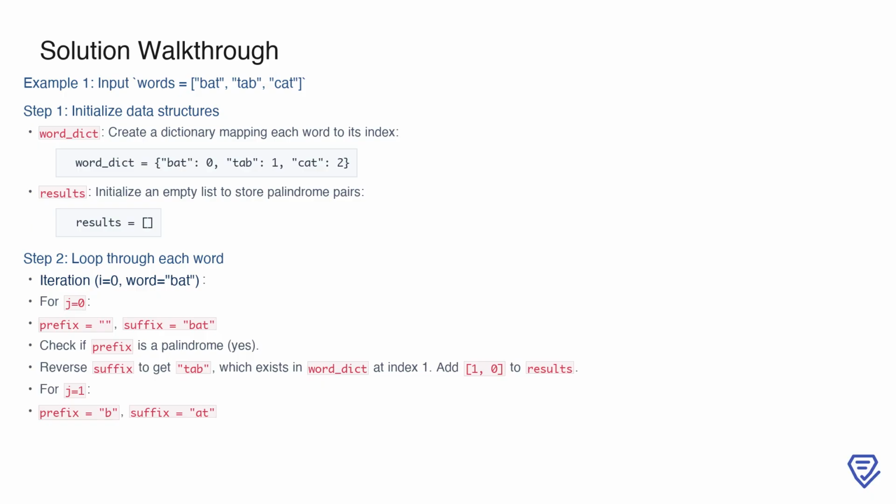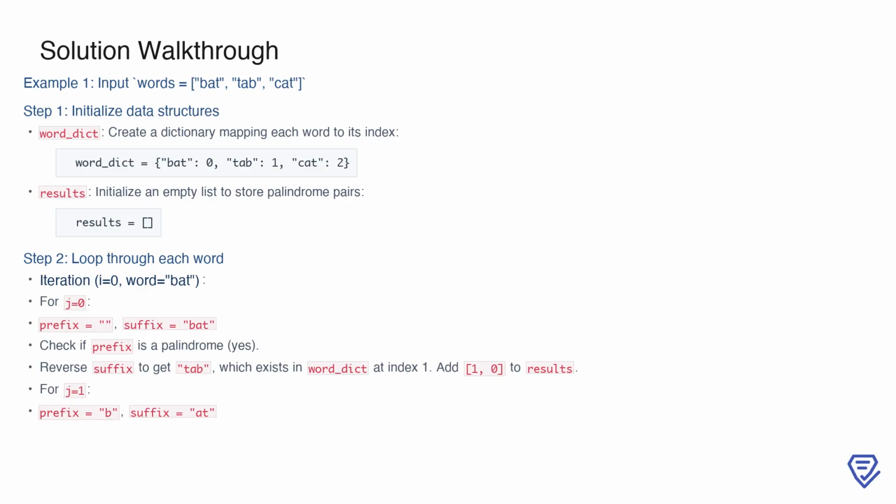For the first word, bat at index 0, we split it into all possible prefixes and suffixes by iterating over its length. For instance, when the split is at j equals 0, the prefix is an empty string and the suffix is bat. We check if the prefix is a palindrome, which it is since it's empty. Then, we reverse the suffix to get tab, and since tab exists in the dictionary at index 1, we add the pair 1, 0 to the results list.